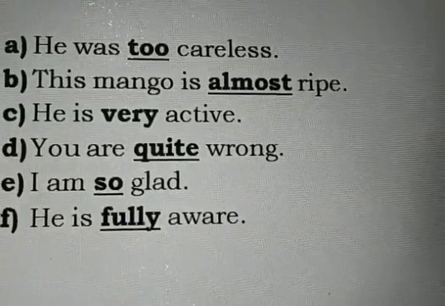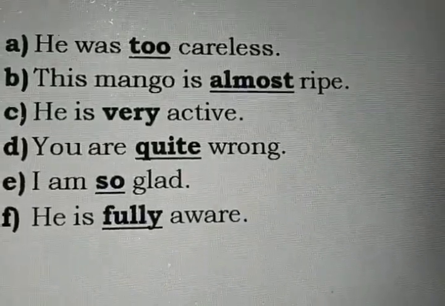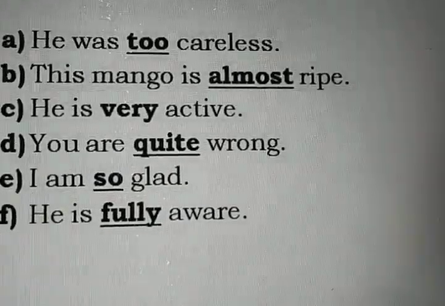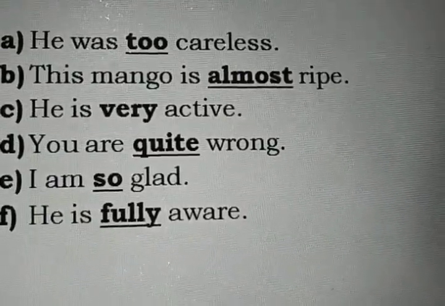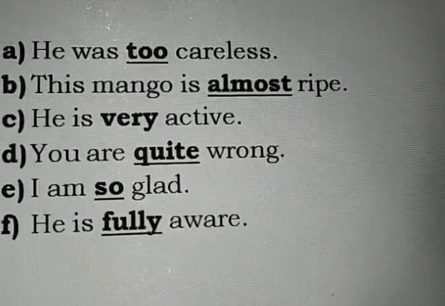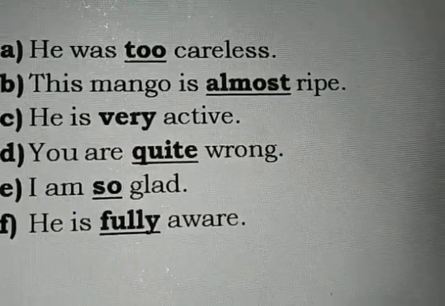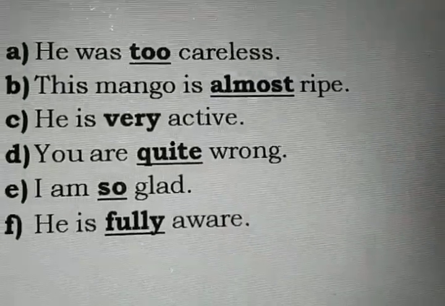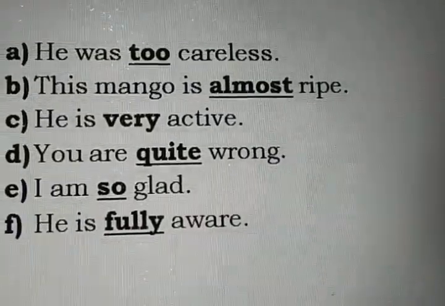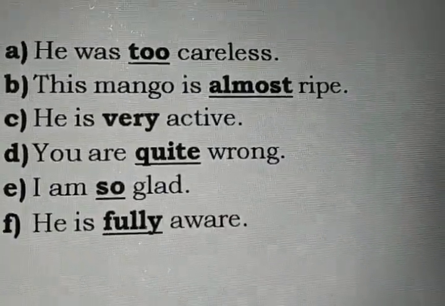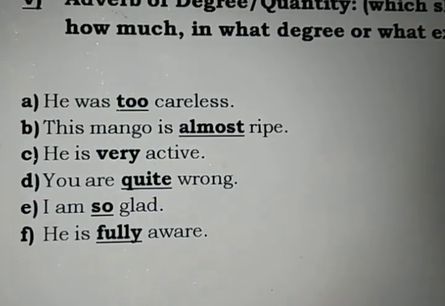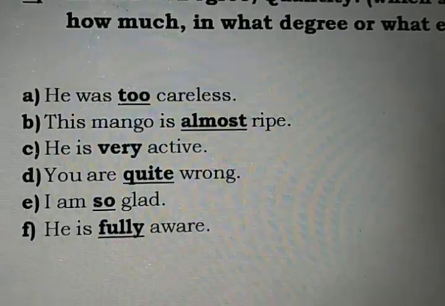They are not here modifying any verb, as we have seen in the previous kinds of adverbs. But here, adverb of degree or quantity modifies an adjective, like careless. Here, careless is your adjective, and too is your adverb, which tells you how much the person is careless. It is too careless. Same thing, the mango is ripe. Ripe is your adjective, and the adjective is being modified here by the word almost.